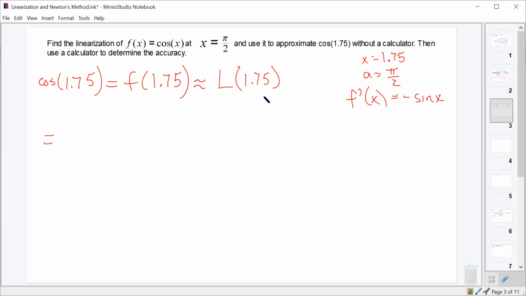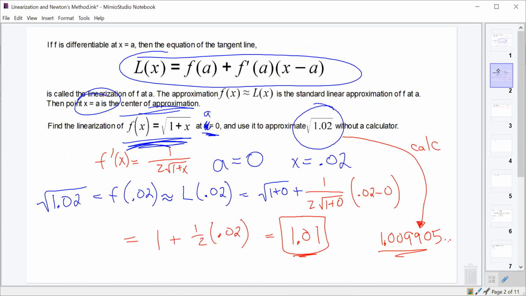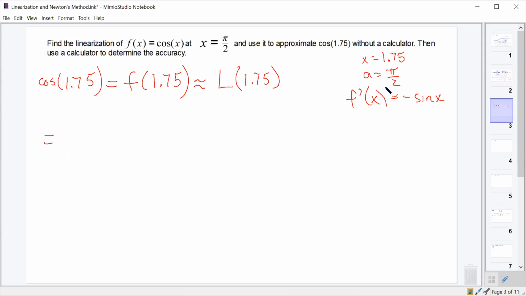So we can plug in 1.75 into the linearization function. And our linearization function, once again, is f of a. So f is cosine, so that would be cosine of a, plus f prime of a, so negative sine of pi over 2, times x minus a. Good or no? Good. Okay, cool.